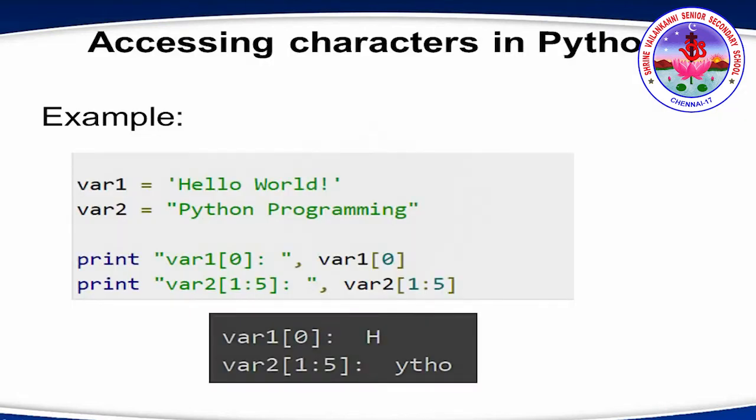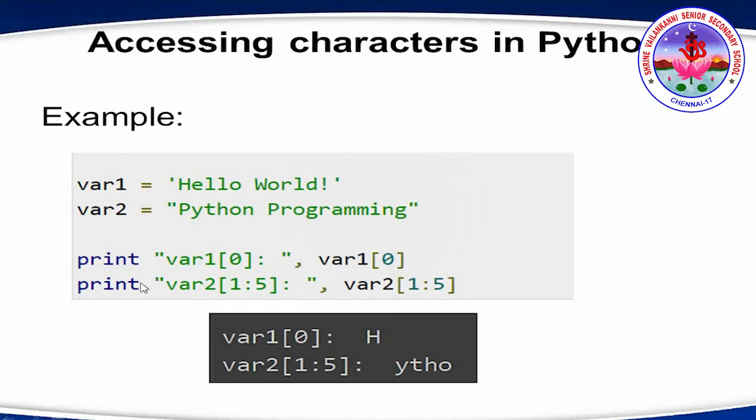Let's proceed. So now let's see a few examples in accessing the characters. var1 is equal to hello world, var2 is equal to Python programming, as we have seen in the previous example. Print var1 of 0, which is just a text to be printed, comma var1 of 0. This is the variable whose value is to be printed. Here var1 of 0 is nothing but H.